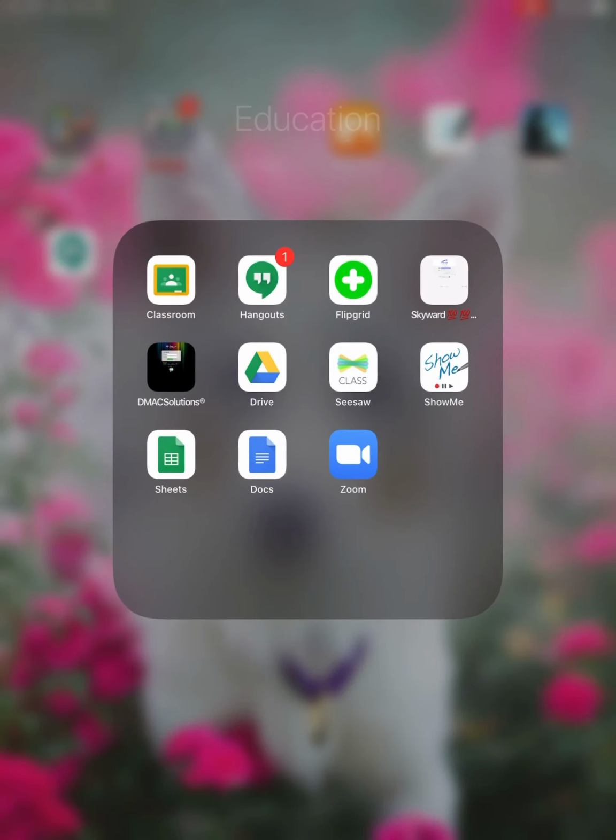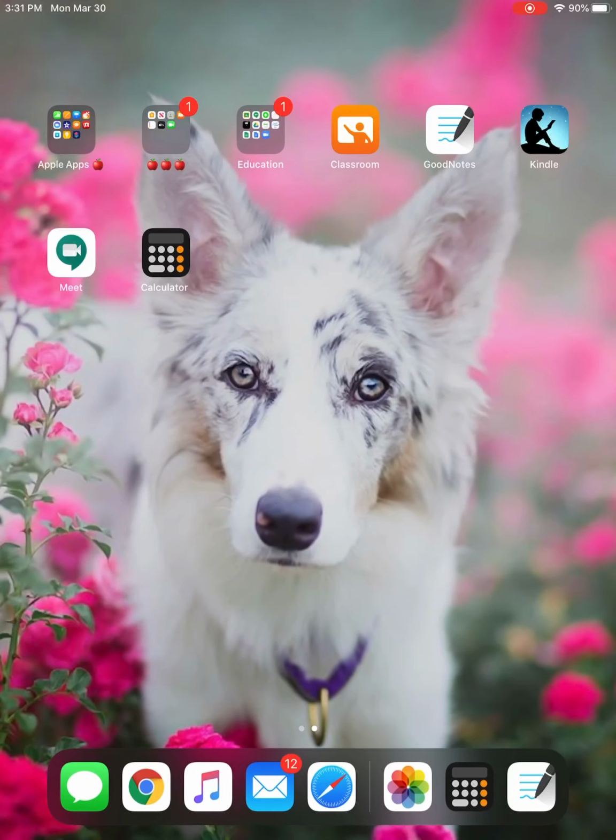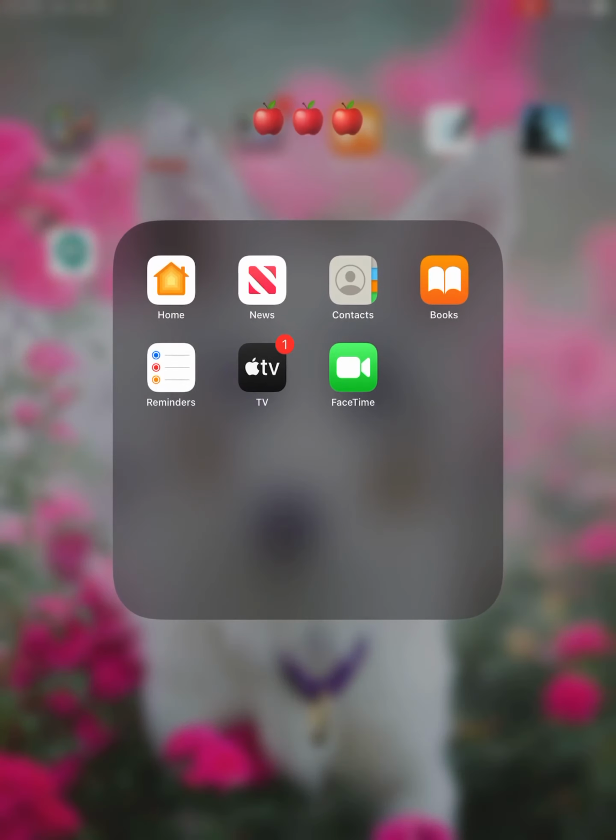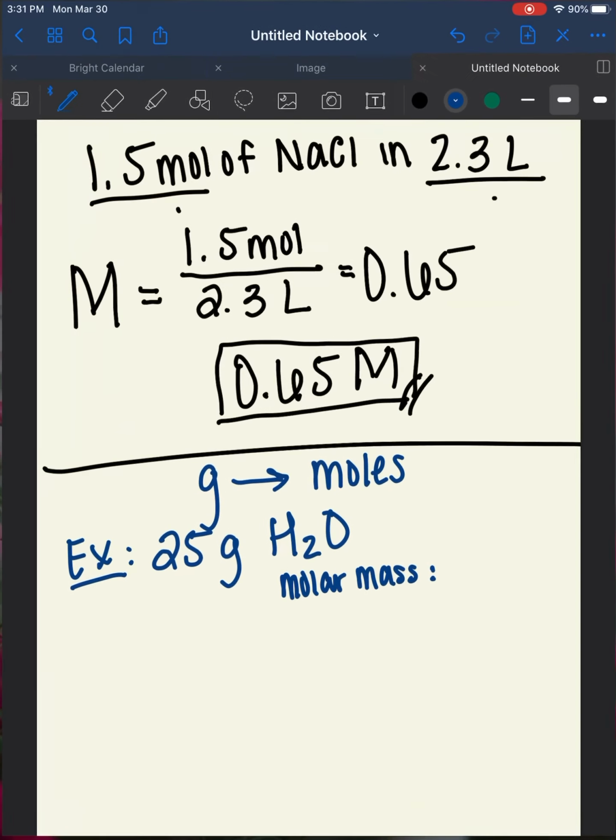I don't know if I have a periodic table on here. I need to download one. I don't think I do. No, it doesn't look like I do, I'm sorry.